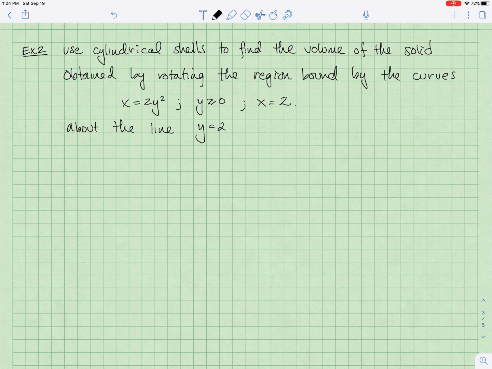For our second example here, we have the following statement. Use cylindrical shells to find the volume of the solid obtained by rotating the region bound by the curves x equals 2y squared, where y is greater than or equal to 0, x equals 2, and we're going to rotate that region about the line y equals 2. So let's graph this.